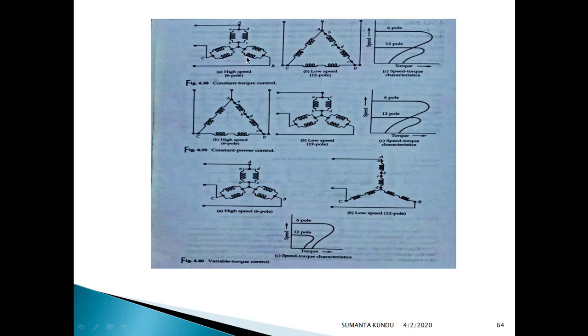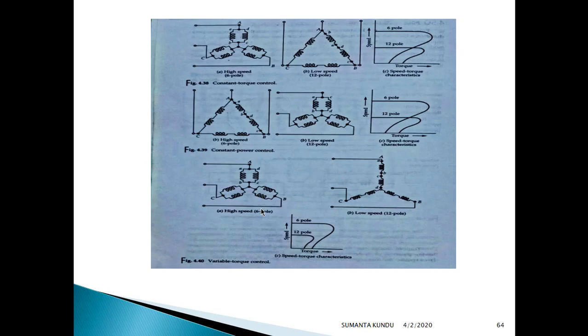Now this is for constant torque control, this is for constant power control, and this is for variable torque control. Now what is constant torque control, what is constant power control, what is variable torque control? We have mentioned them in the pole changing method. We also mentioned this when we discussed V by F control of speed. So we will discuss the fundamentals of constant torque and constant power in our next lecture.